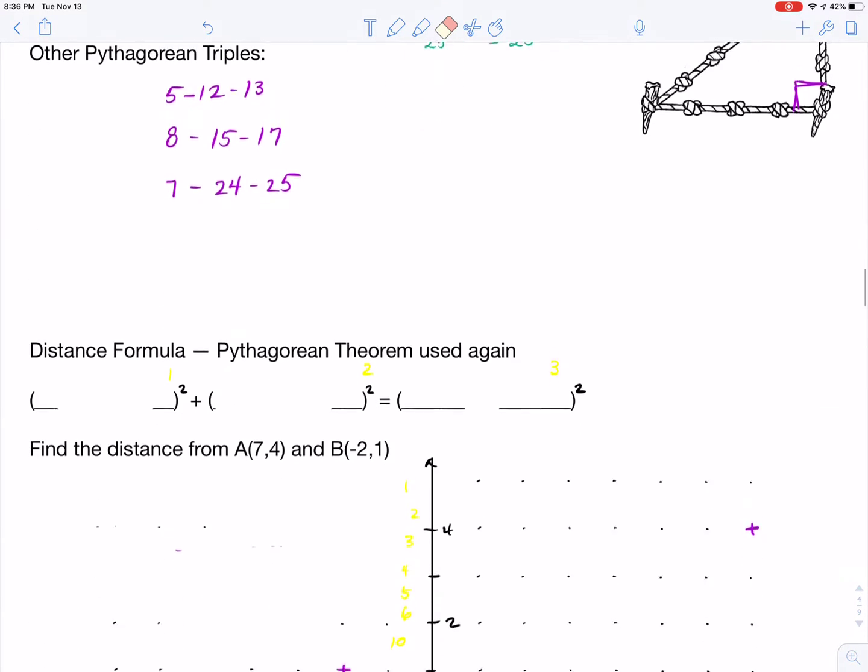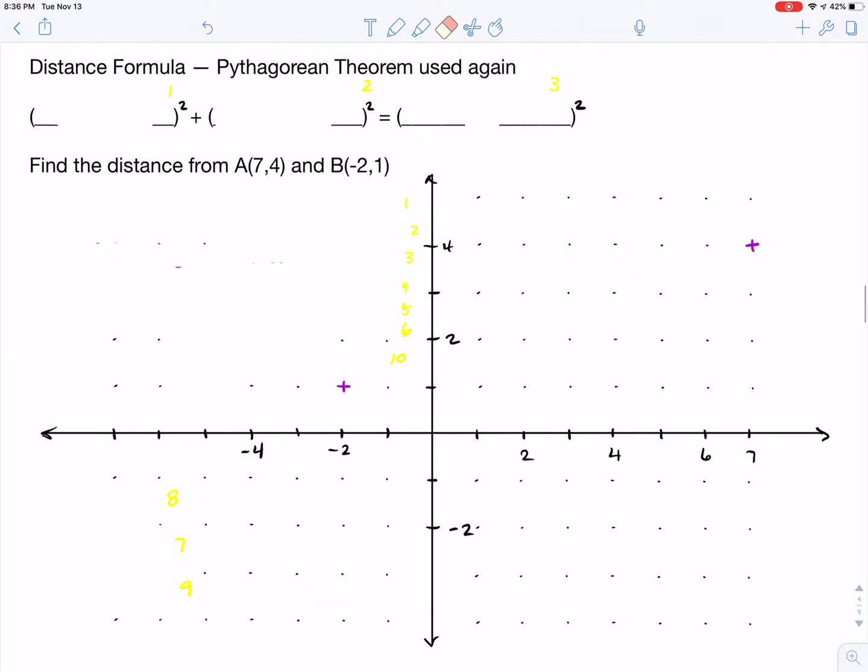Now, I'd like to take a look at the Pythagorean theorem used for the distance formula. Some of this should trigger your memory in previous math classes, but nonetheless, I want you to see that it is nothing more than the Pythagorean theorem. So the distance formula is x1 minus x2, that whole thing squared, plus y1 minus y2, that whole thing squared, is equal to my distance squared. Pythagorean theorem, hopefully you can see that. You have something squared plus something squared is equal to something squared. That's nothing more than the Pythagorean theorem.